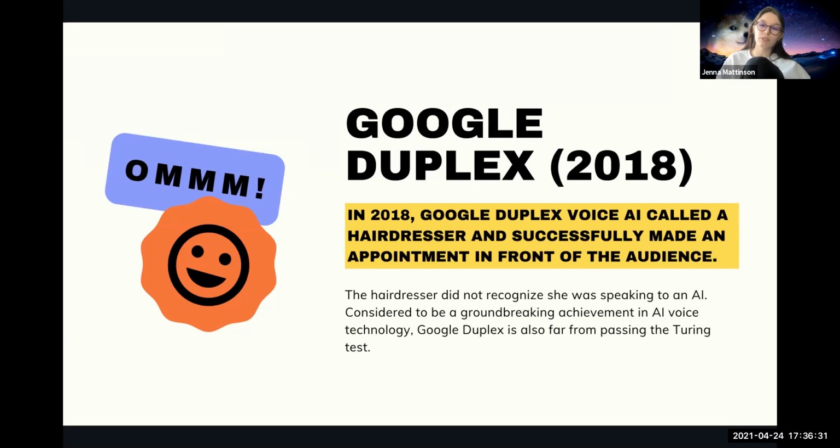So the Google Duplex is from 2018, and it called a hairdresser and successfully made an appointment in front of the audience. And the hairdresser did not recognize that she was speaking to an AI, which is pretty groundbreaking considering AI voices have sounded very robot-y for a while. People are still pretty far from passing the test, but I would say out of all of them, they're the most likely to and will.